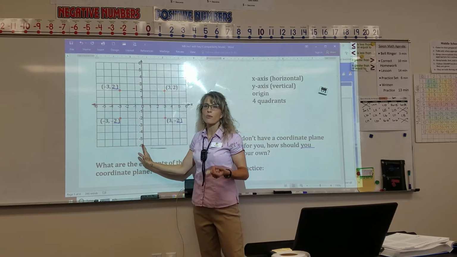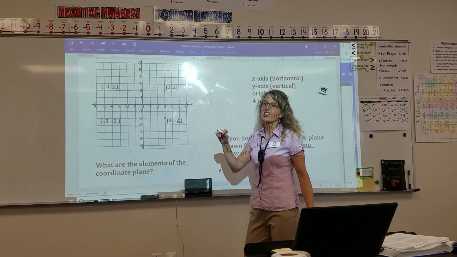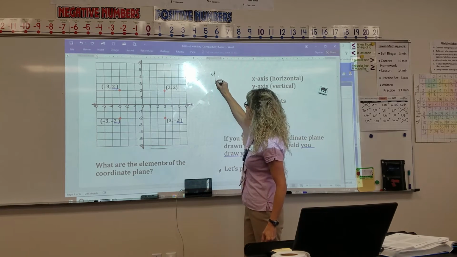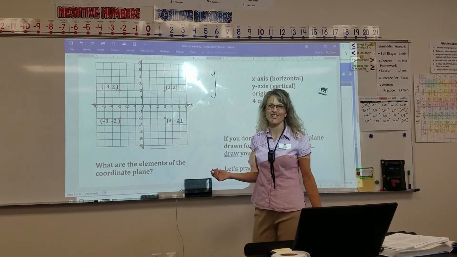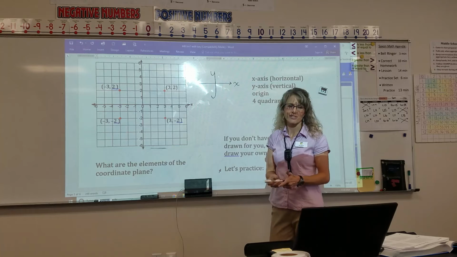The vertical one is the y-axis. Which one is vertical? Get ready? Y-axis. Here's a way to remember it. The tail on the y goes up and down, right? If you exaggerate it. So the y goes up and down, and the x goes left and right.